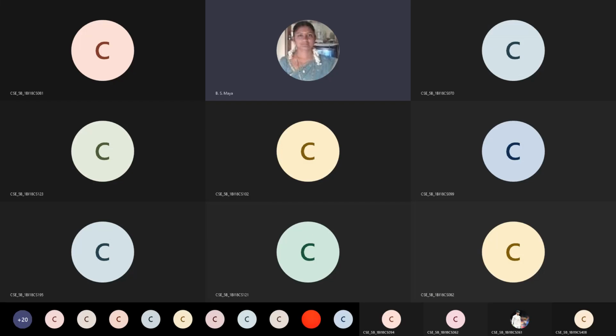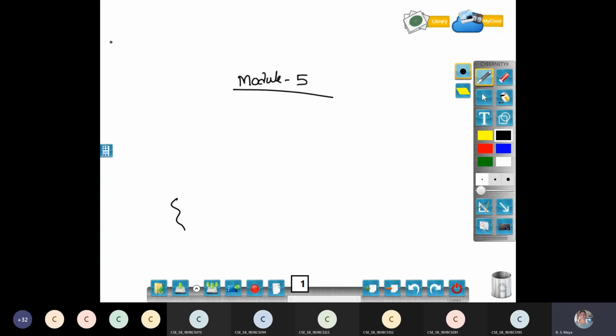See the module 5. We have moved to the module 5. We have 3 chapters. In the chapters, we have look into the chapter 5. The chapter 5 name is Syntax Directed Translation.